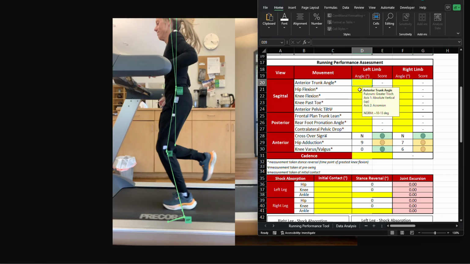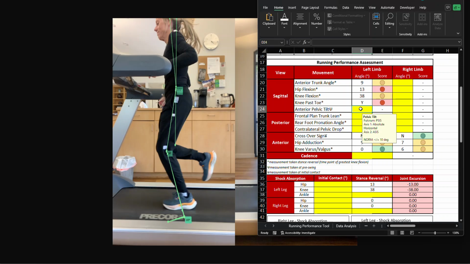Anterior trunk angle, we have here one that says 171. So that's going to be 9 degrees. The trunk flexion angle says 167, so that's going to be 13. And then we're going to look at 38 degrees of knee flexion. And then knee past toe, I would say if we drop it down from the center, I would say yes.